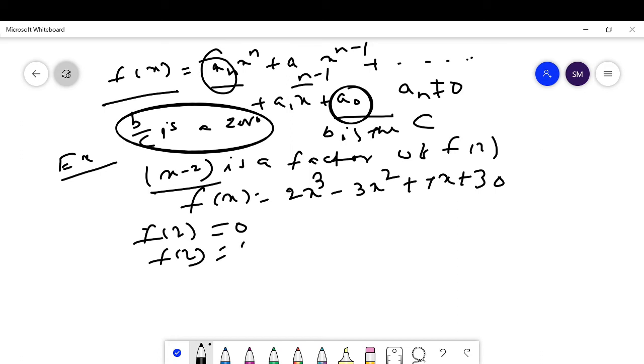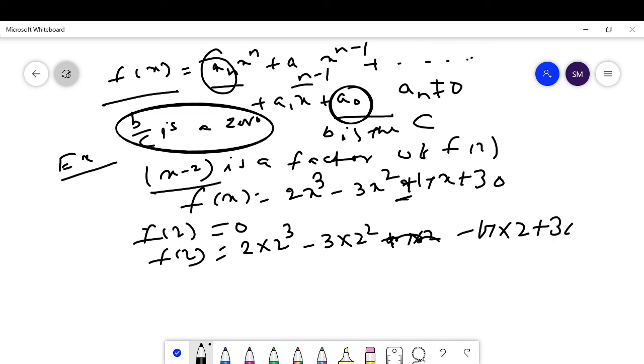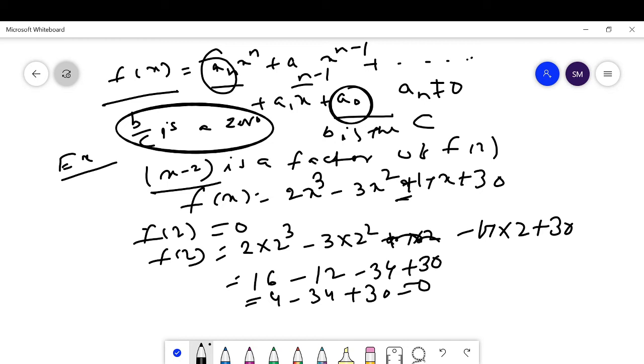In place of x, put 2: 2 into 2 cube minus 3 into 2 square plus 7 into 2 plus 30. Then this is 16 minus 12 minus 34 plus 30, which is 4 minus 34 plus 30, which is equal to 0. Then we find that f(2) is equal to 0.